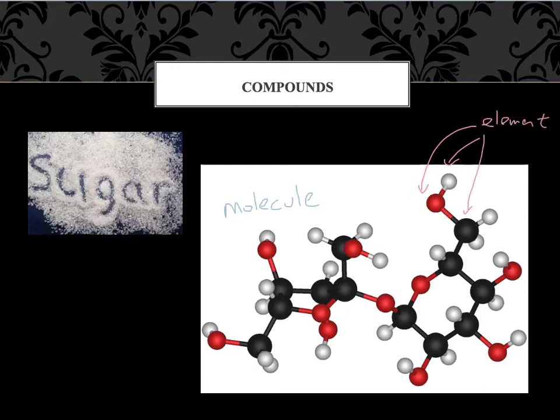And in this case, we have some carbons, some oxygens, and some hydrogens. So 3 completely different elements, and they are joined together by what is called bonds. And so each one of these little sticks right here represents a chemical bond that's holding it together.